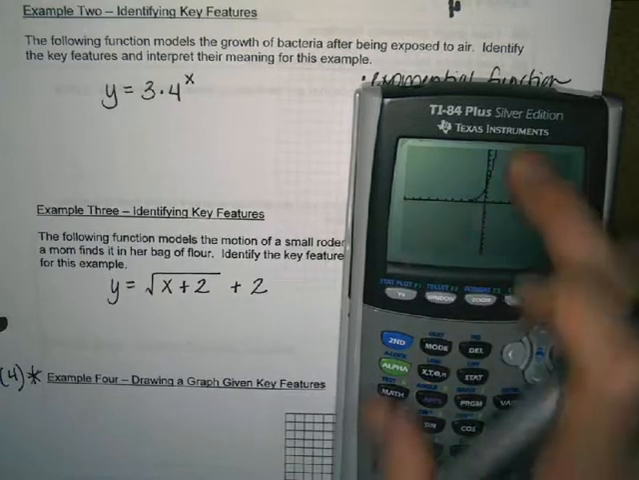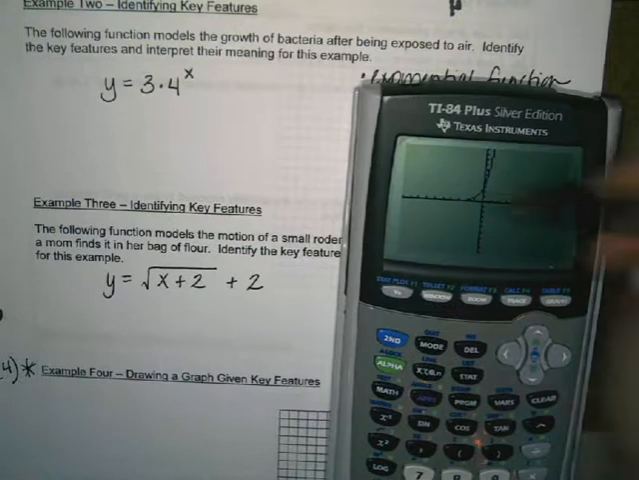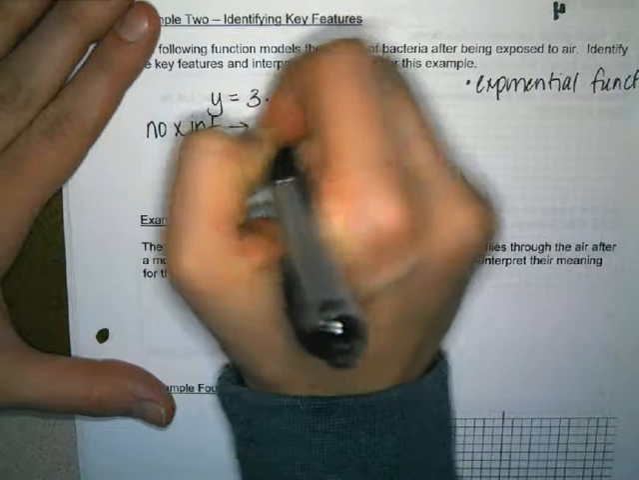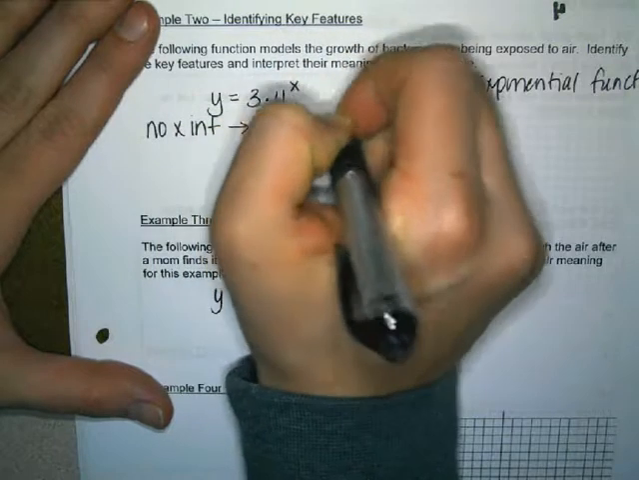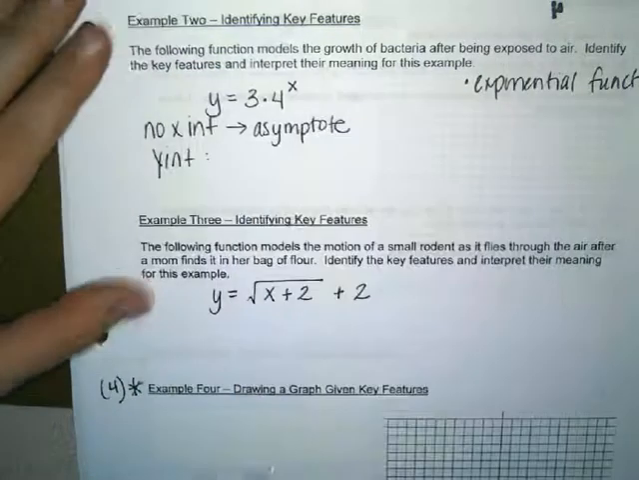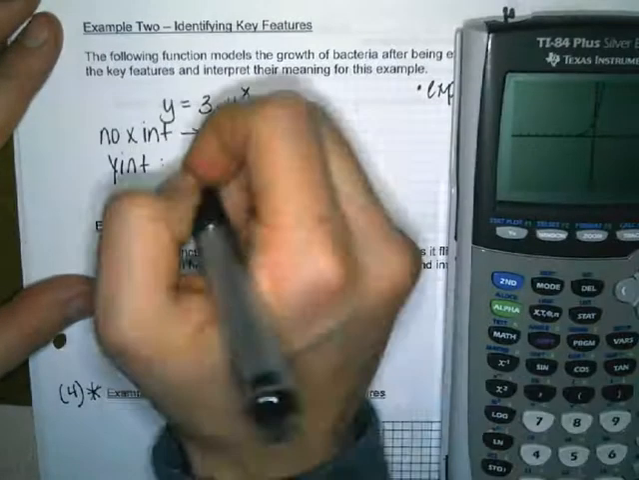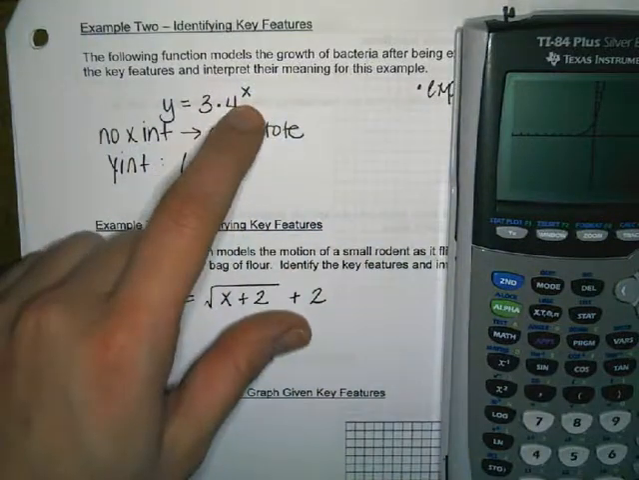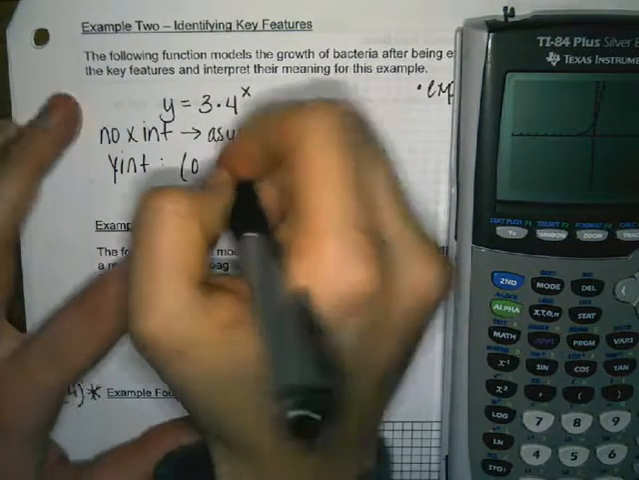I'm not going to have any x-intercepts because there's an asymptote. So maybe I even write that. No x-intercepts because there's an asymptote. I do have a y-intercept that I can see. And remember with y-intercept, it's like you're plugging 0 in for x. So if I plug 0 in for x here, 4 to the 0 is 1. 1 times 3 is 3.